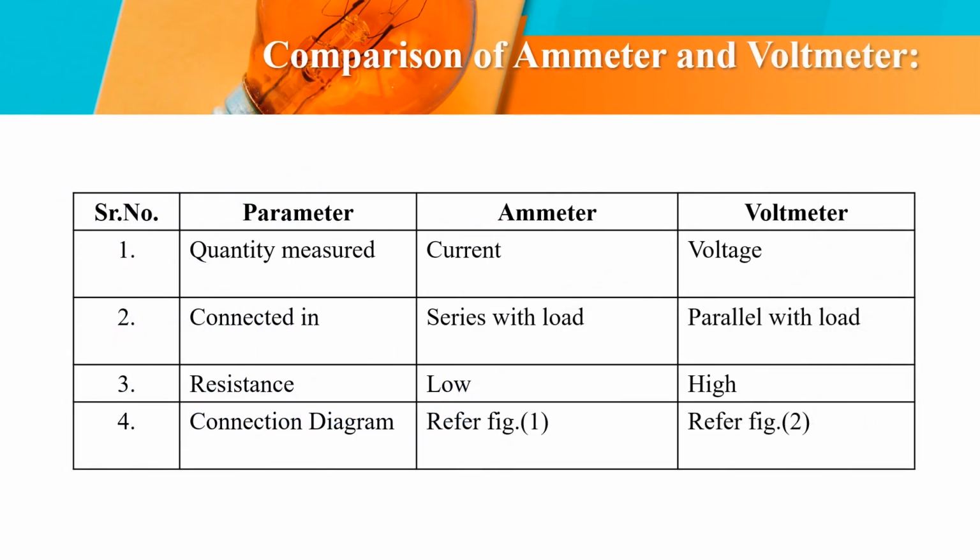Comparison of ammeter and voltmeter. Parameter, ammeter, voltmeter. Quantity measured: current for ammeter, voltage for voltmeter. Connected in series with load for ammeter, parallel with load for voltmeter. Resistance: low for ammeter, high for voltmeter. Connection diagram, refer to the figures.